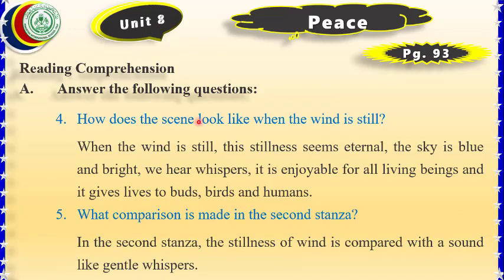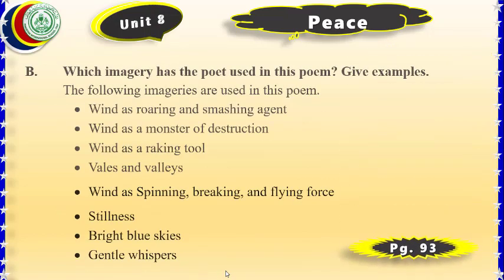How does the scene look when the wind is still? When the wind is still, this stillness seems eternal. The sky is blue and bright. We hear whispers. It is enjoyable for all living beings, and it gives life to birds and humans. What comparison is made in the second stanza? In the second stanza, the stillness of wind is compared with the sound of gentle whispers.